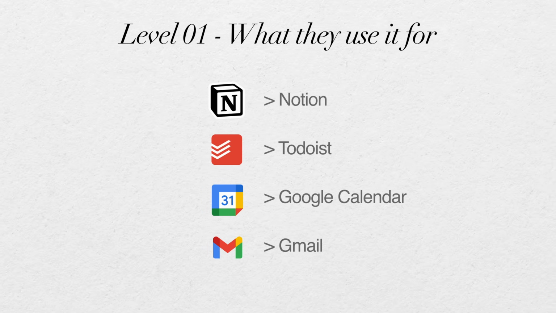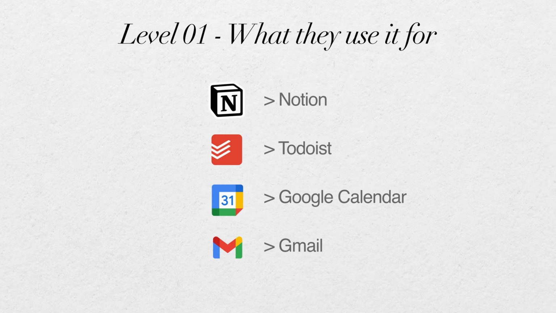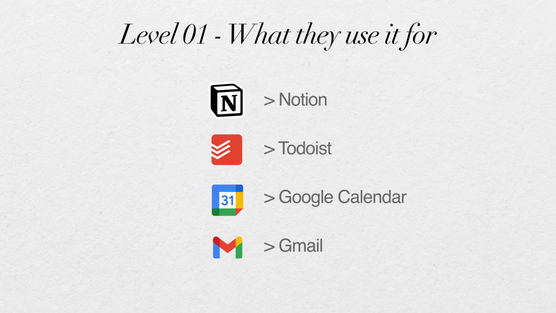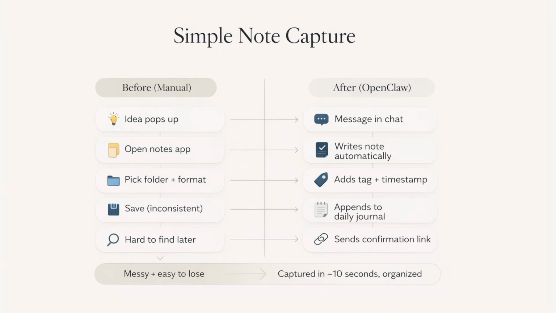Now at this level, we're seeing people connect pretty basic apps. So this could be Notion, it could be Todoist, maybe Google Calendar, Gmail, things like that. It's a pretty simple connection. You're not using a ton of functionality yet. In talking about use cases for a level 1 user, it might be something like this, a simple note-taking workflow. So you have an idea, but rather than opening your notes app, finding the exact place you want to put it, you just send it to OpenClaw, tell it where to put it, and it will automatically sort it into the right spot. This is great if you're on the go.